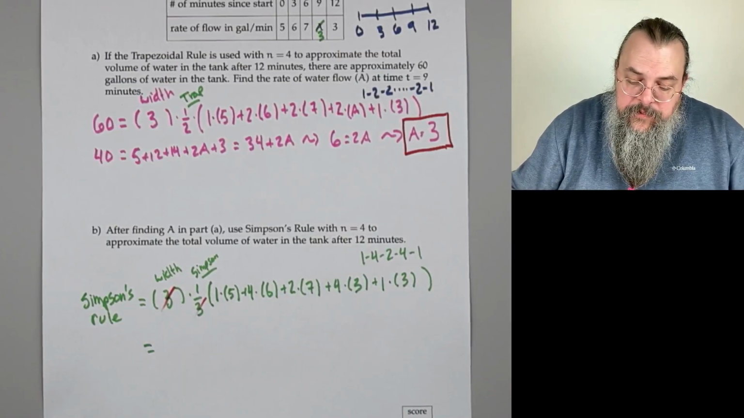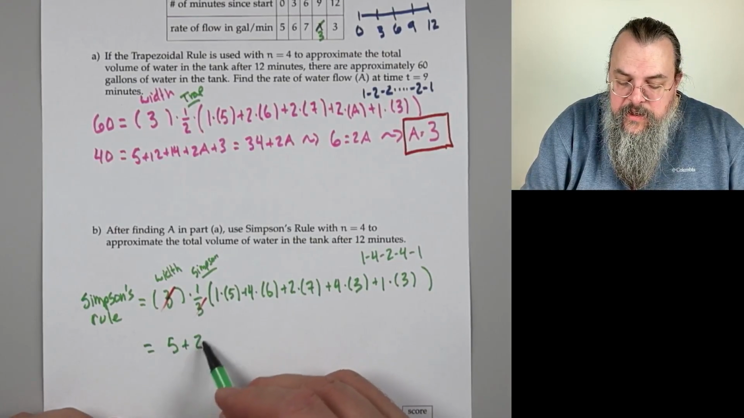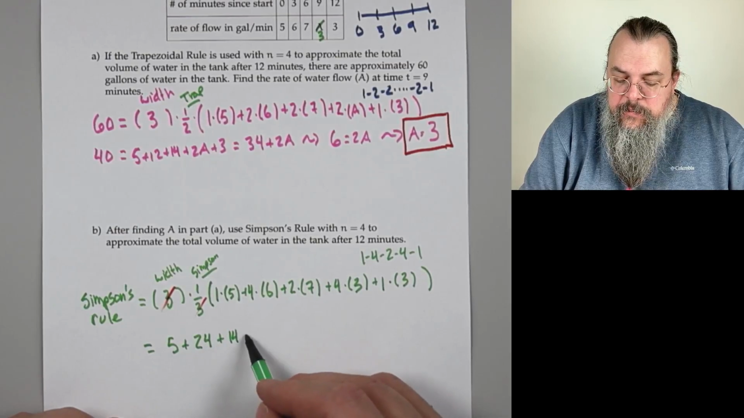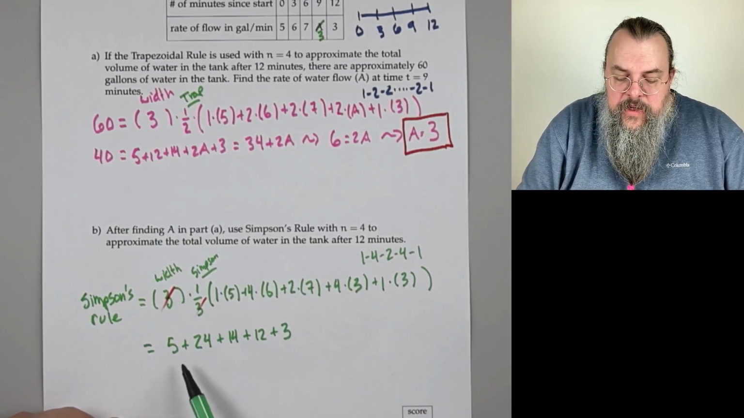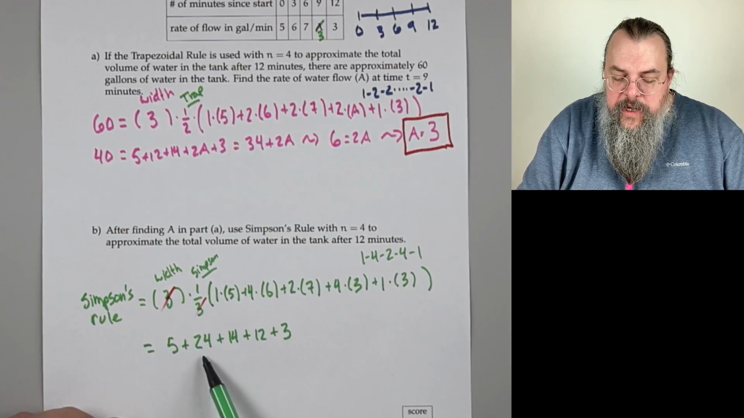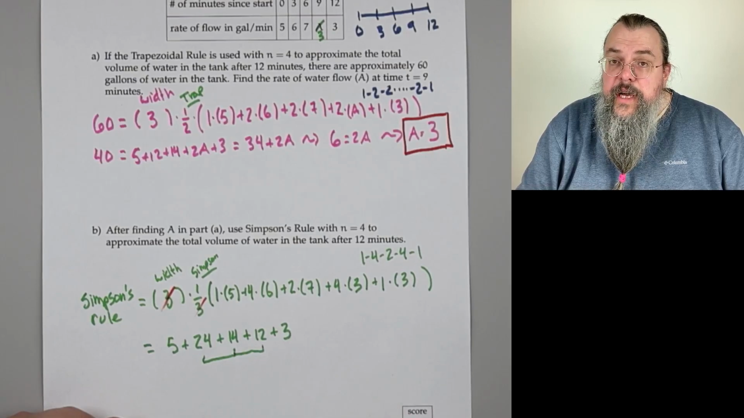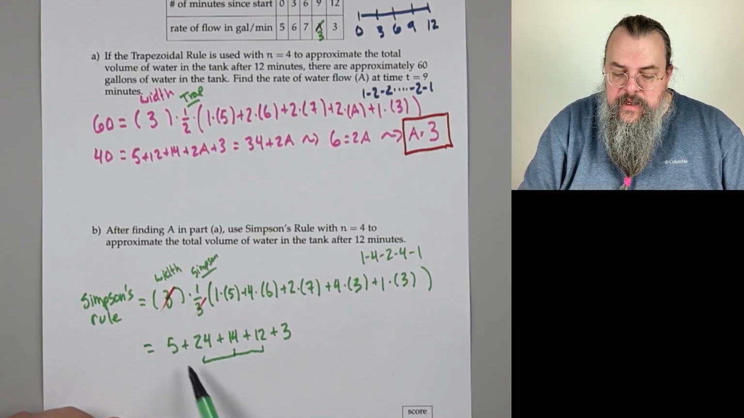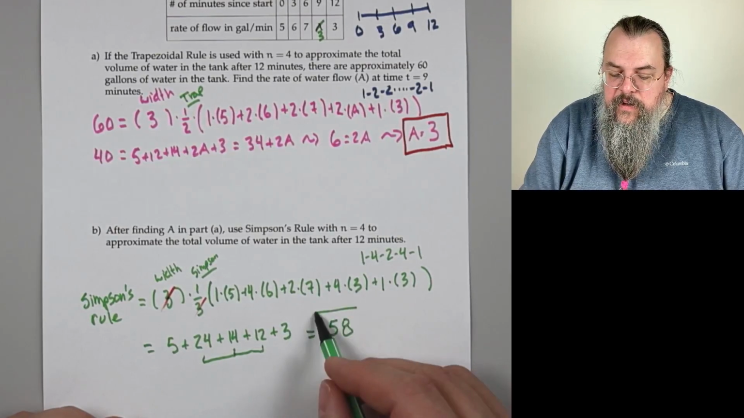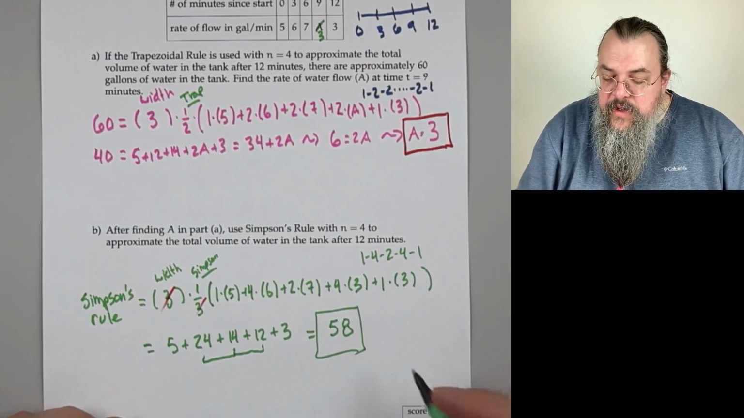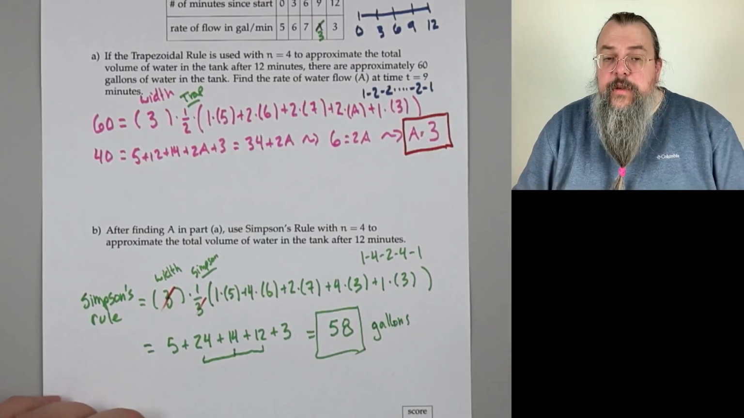And so what we have is 5 plus 24 plus 14 plus 12 plus 3. So let's see. If we added these two together, that would be 38. And then here, we added those, that would get us up to 50. And then we have 5 and 3 more. That makes it a grand total of 58. And so our estimate, we can even say what it is, 58 gallons is our estimate using Simpson's rule.